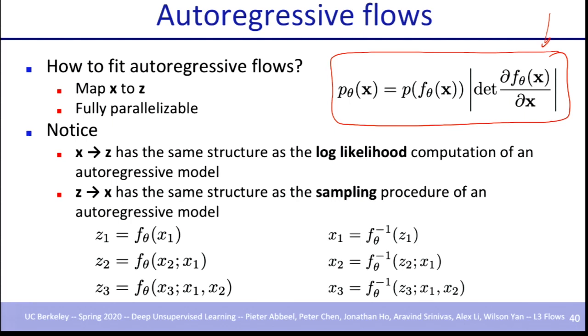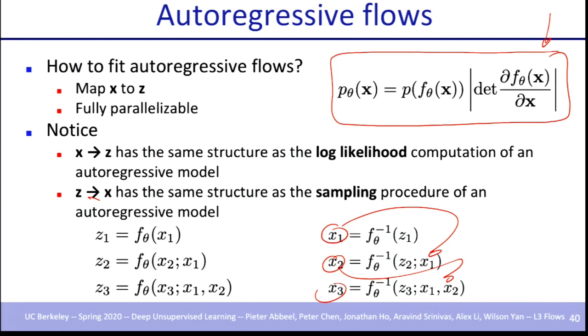So x to z has the same structure as log likelihood computation of an autoregressive model, very fast to compute log likelihoods. Z to x also has the same structure as sampling of an autoregressive model. I mean, these are autoregressive models. There's nothing in some sense different about the original autoregressive models we saw last lecture. It's the exact same process happening under the hood, just for continuous variables now, discrete variables last lecture. And so when we do sampling, after you have x1, you can insert it here to get out x2, you can insert it here to get out x3, and so forth. So sampling is going to be pretty slow.